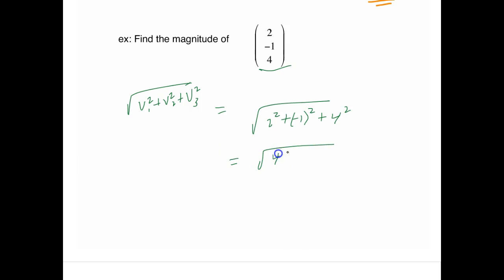So you're going to get 4. Now remember guys, anytime you square anything it becomes positive. So plus 1 plus 16. That gives you radical 21. And that's it. That's the magnitude of that one. So that's how you find magnitude. Super simple.